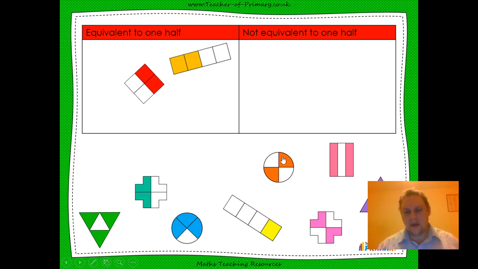What about this one? How many equal parts has it been split into? 1, 2, 3, 4. We've got 2 of them shaded in, so that's 2/4. 2 out of 4, that's a half. What about this one? Now, this is in thirds, isn't it? We've got 2/3. We can see that's not the same as a half, is it?